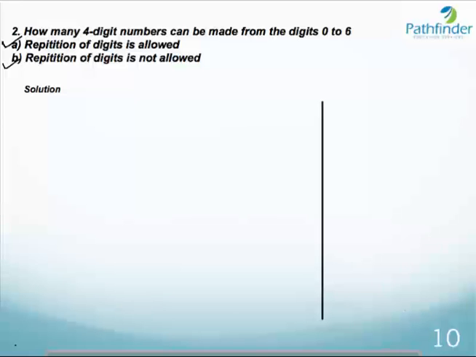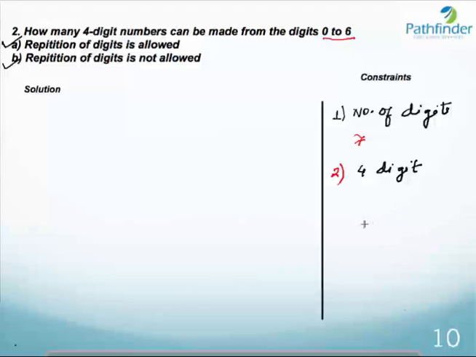Now in this question, what are our major constraints? The first constraint is the number of digits. So how many digits are permissible for us? Only the digits from 0 to 6, so these will be a total of 7 digits. What is the second constraint? The second constraint is that we have a 4-digit number, so we will have to fill 4 places: units, tens, hundreds and thousand.